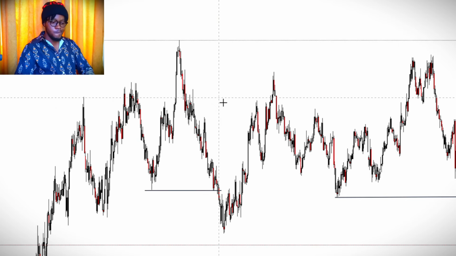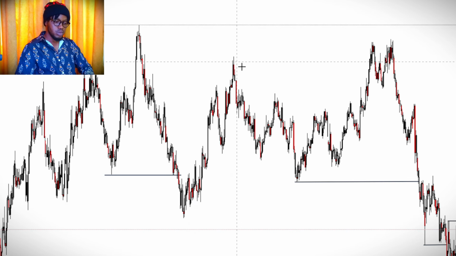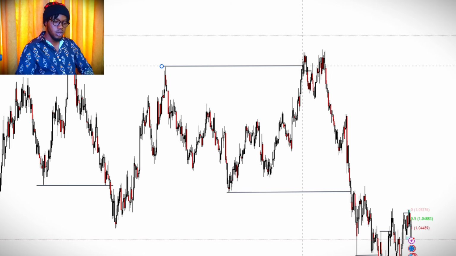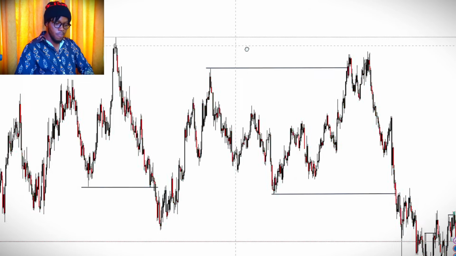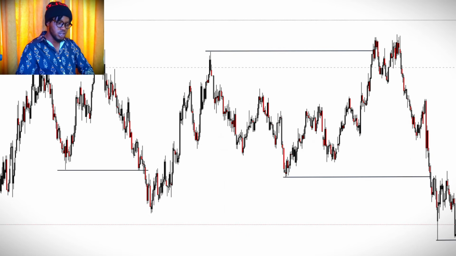Right here we had the shift of structure. You can see clearly the shift of structure and the retracement. You can see this break of structure also right here. So clearly this was a shift of structure at this point.